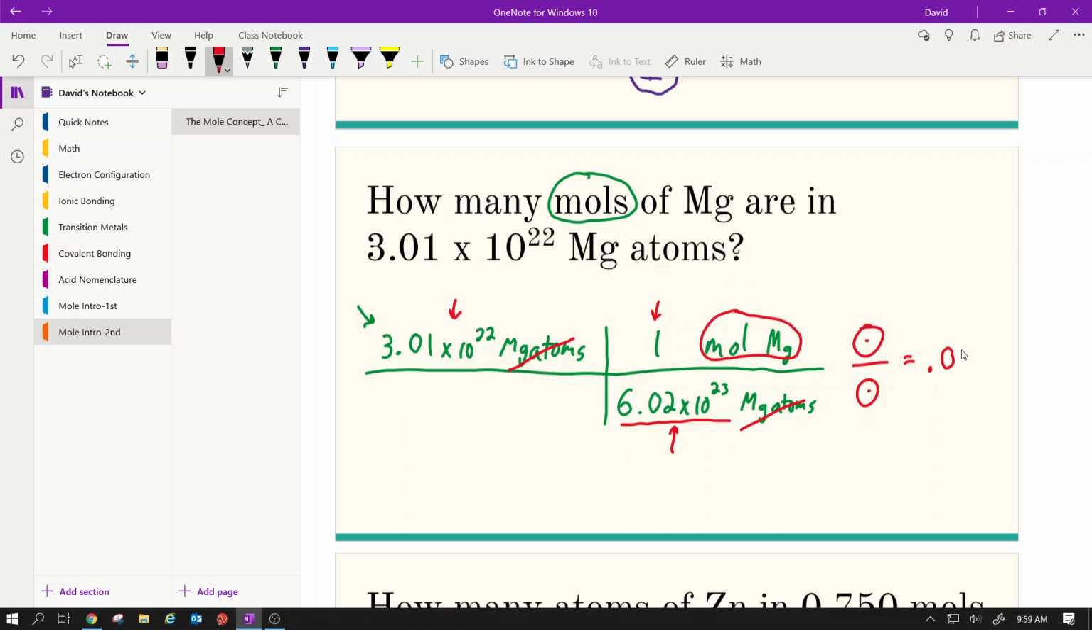Yeah, 0.05. Now, what units? Moles of magnesium. Excellent, excellent.